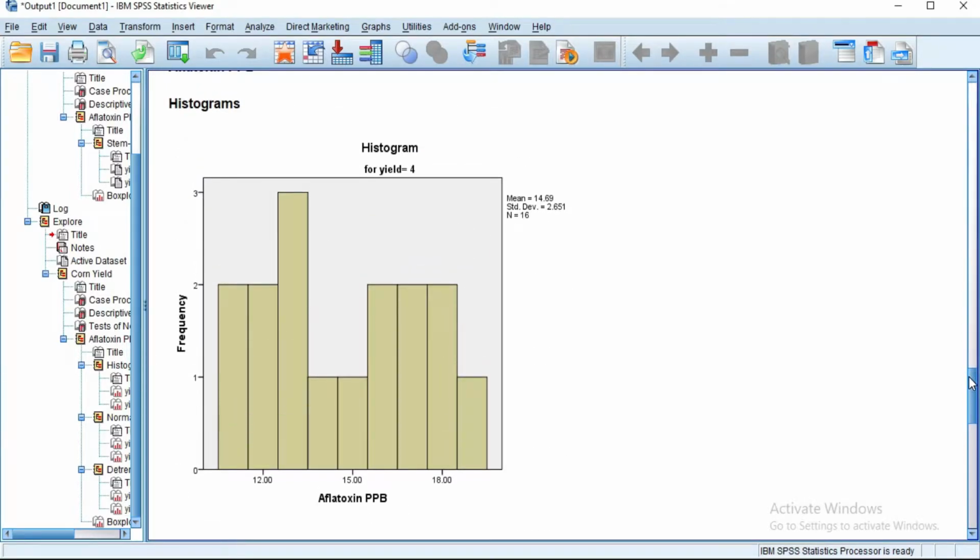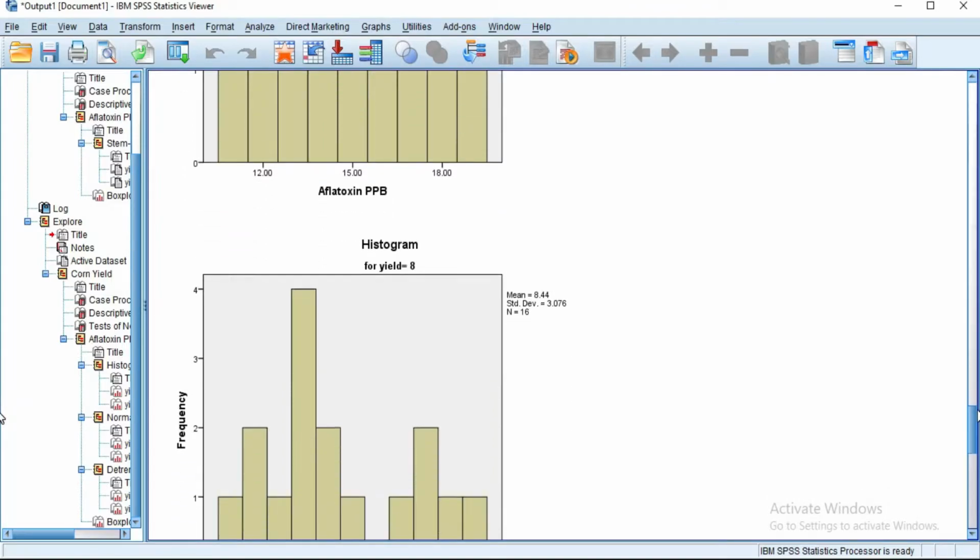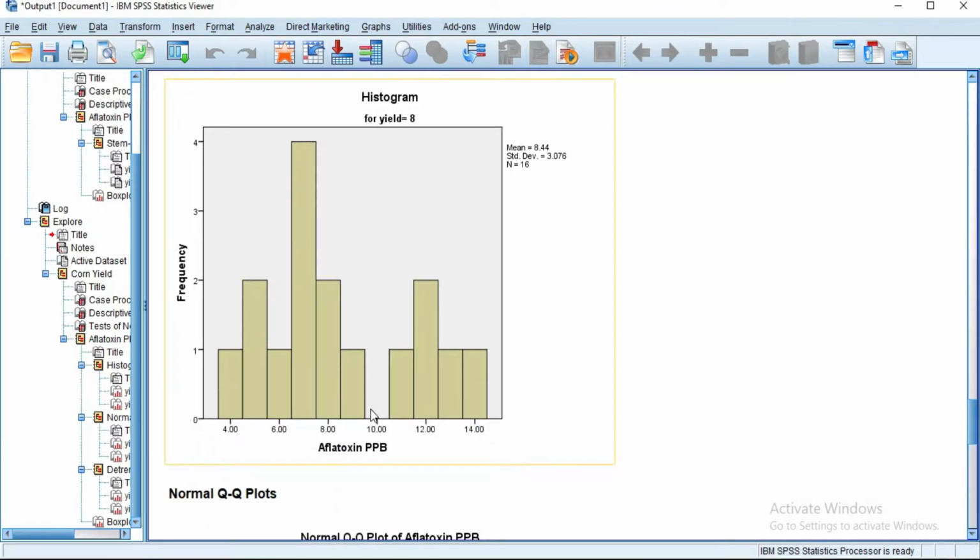See here, this is the histogram of the yield number 4. And you see here, we cannot say that this is symmetrical. As you see here, it looks as if it is slightly positive skew. And now if you look at yield number 8, it has a histogram where there is a gap in between. So it's very confusing and we cannot have an idea whether your data has a symmetrical pattern or a skewed pattern. So why is it so?